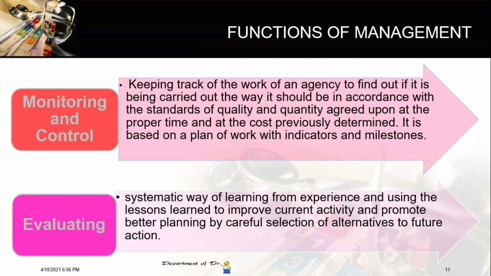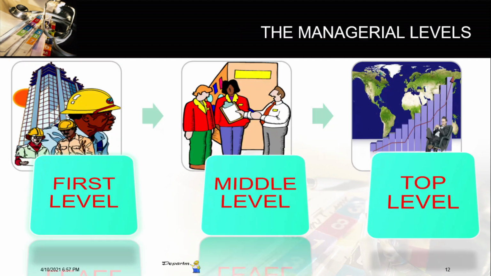Monitoring and control is keeping track of the work of an agency to find out if it is being carried out the way it should be in accordance with the standards of quality and quantity agreed upon at the proper time and at the cost previously determined. It is based on a plan of work with indicators and milestones. While evaluation is a systematic way of learning from experience and using the lessons learned to improve current activity and promote better planning by careful selection of alternatives to future action. As to the managerial levels, the first level may be the department heads.